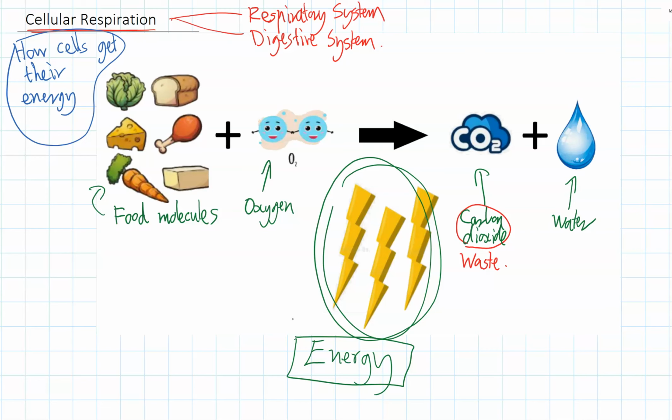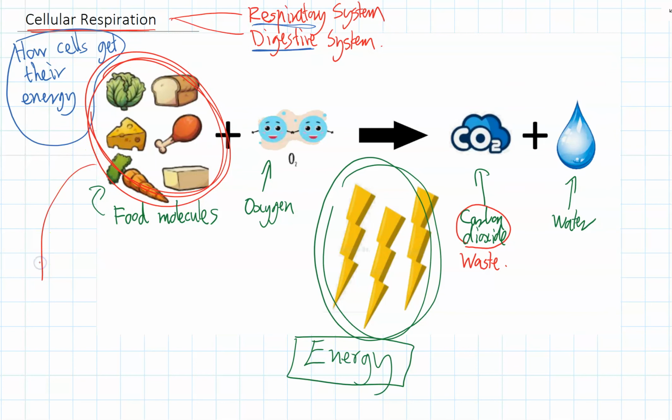So that's cellular respiration. The cells take food, they take oxygen, and they use that to obtain energy to do what they need to do. But there's a couple of keys, and we're going to talk about how they relate to the respiratory system and the digestive system. Firstly, it relates to the digestive system because you need food.